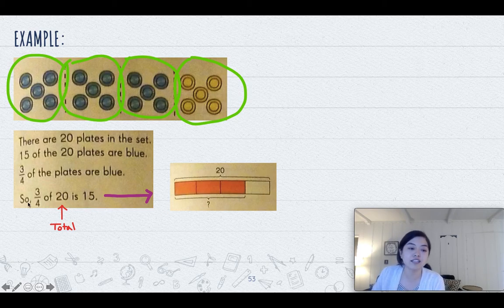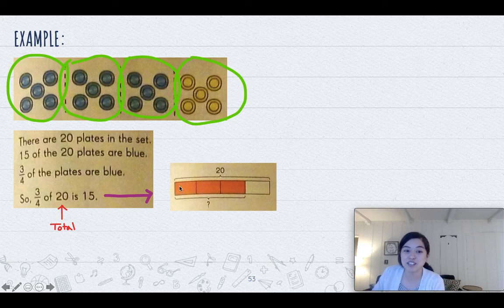Now, it says 3/4 of 20. So then that means the total is 20, and I know that the total is 20 because my first sentence here, there are 20 plates in the set, gives me the total. So all of this here is 20, okay? But you want to find out how many are 3 units instead of how many are 4 units, okay? But first, to find out how many are 3 units, we have to find out how many is 1 unit.